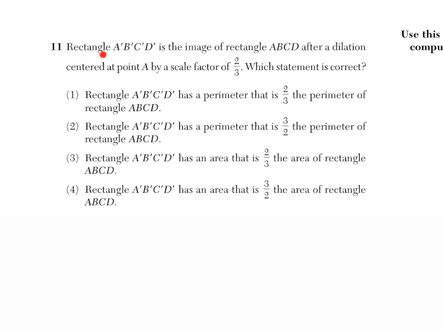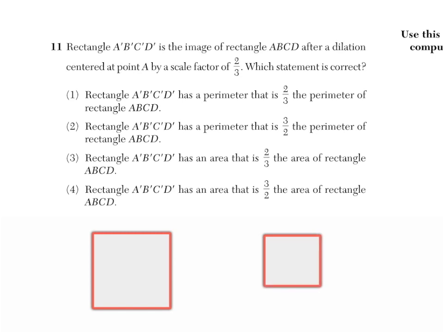Question number 11 says, rectangle A'B'C'D' is the image of rectangle ABCD after a dilation centered at point A by a scale factor of 2/3. Which statement is correct? First, however, let's think about what this means. So we've got our initial rectangle, our pre-image, which we'll call ABCD, right? And then we've got the image, which is A prime, B prime, C prime, D prime, and it says that there's a dilation of a scale factor of 2/3, meaning that it's getting smaller.